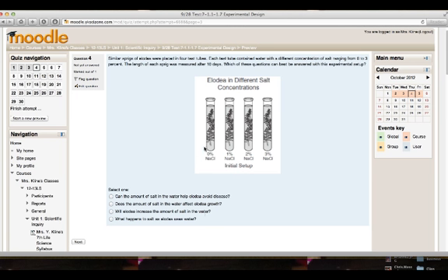Will elodea increase the amount of salt in water? In other words, is this producing more water? No, that's not what we're changing. The water is all the same here. Last one, what happens to salt as elodea uses water?